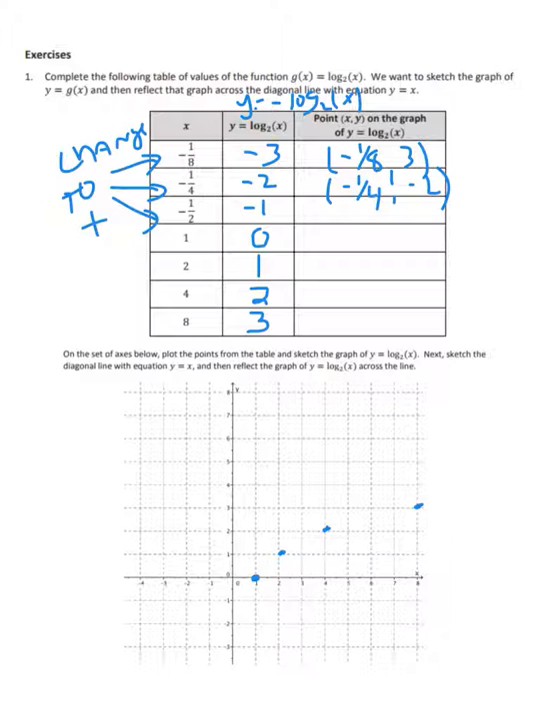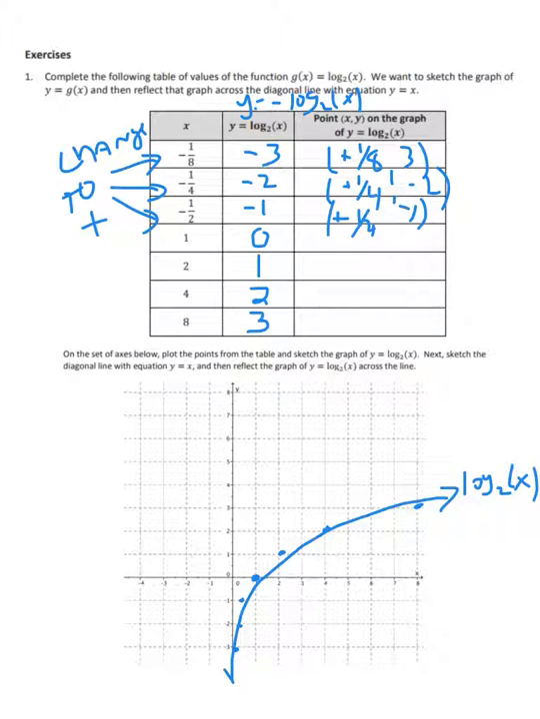And positive 1/4 and positive 1/2, comma -1. And so at a half, I'm down 1. Then I'm down 2 at a quarter, and an eighth is down here, and we get the same typical logarithm. So that's what y equals log base 2 of x looks like.